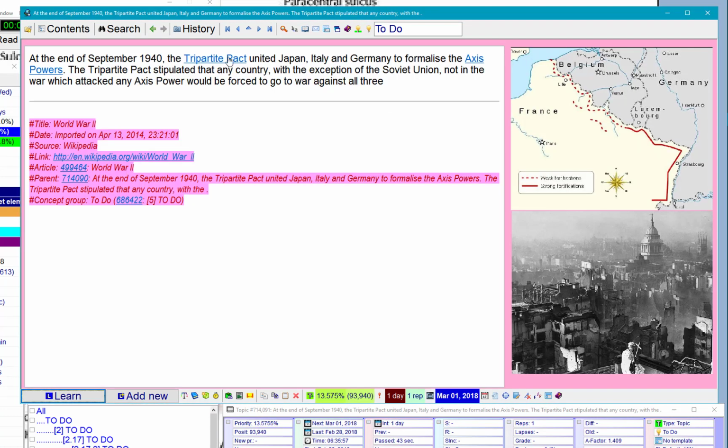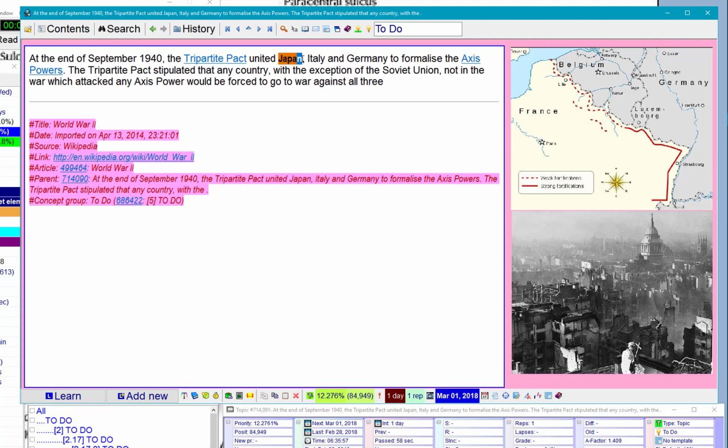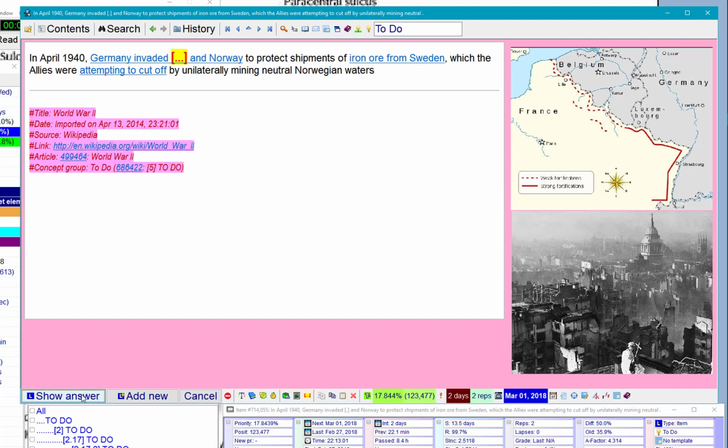We can go back here. See September 1940, Tripartite. Do we want to remember the name? That's tricky. Japan. That's important. So, Japan. Speaking about Western Europe, Japan was part of the Tripartite. Okay, more later. Next repetition.